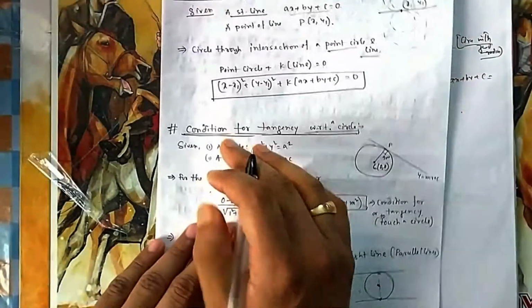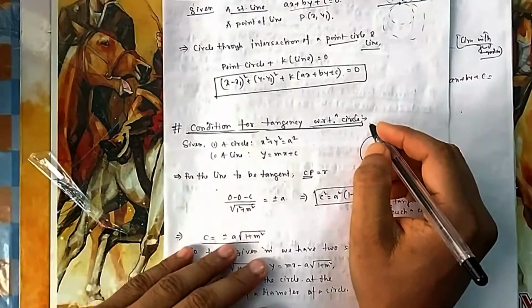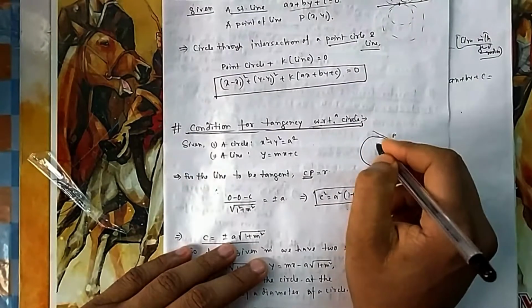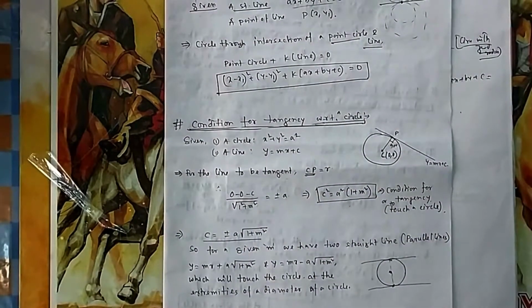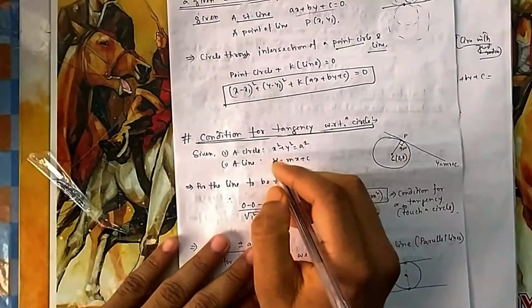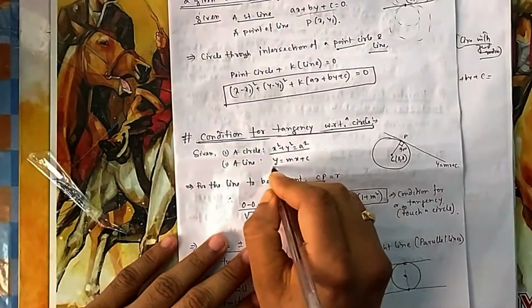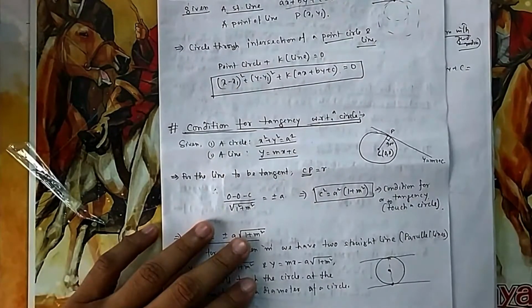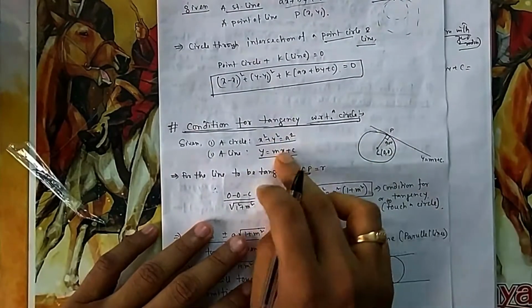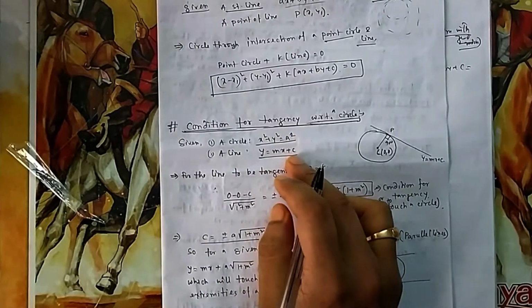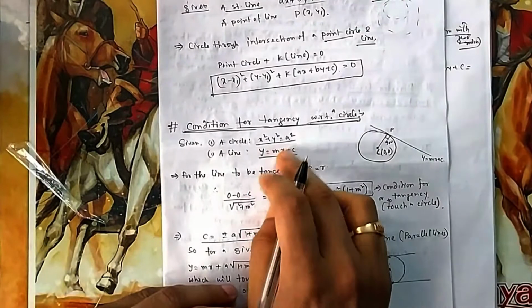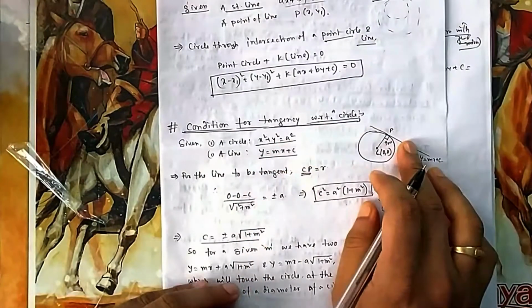Now next is the condition of tangency with respect to a circle. How do we find whether a given straight line will be a tangent to a circle or not, or what should be the condition so that it becomes tangent? A circle is given to you and a straight line is given to you. You have to check whether it is touching the circle or not, or find a condition such that if it is satisfied, then it will always be tangent.